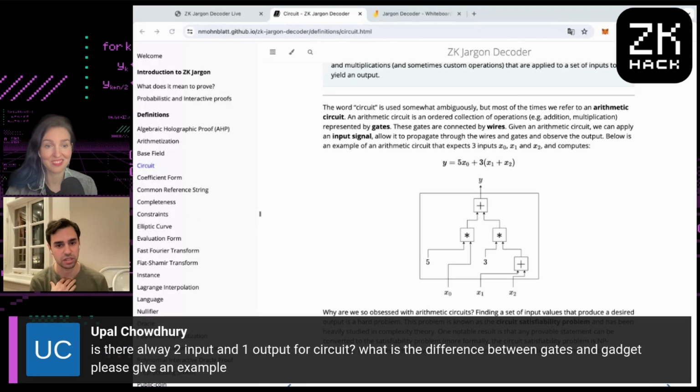I think that answers it. What's the difference between gates and gadgets? This is kind of specific to libraries, and everyone likes to use gadgets in their own way. But usually a gadget will be a collection of gates that have a specific use, a specific functionality. Like, all right, I've used gates to create something that checks that a number is less than 10. This is now my less than 10 gadget. Cool.